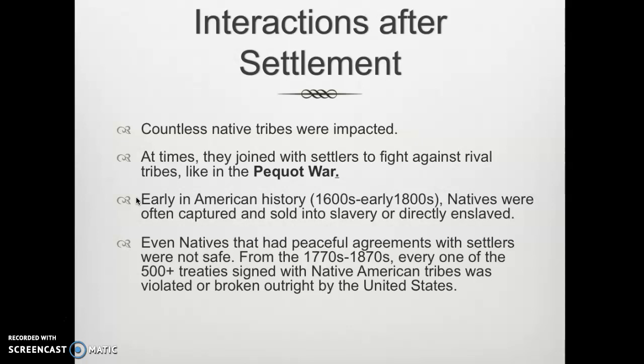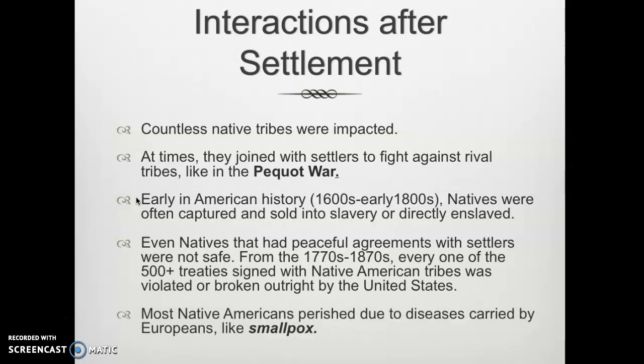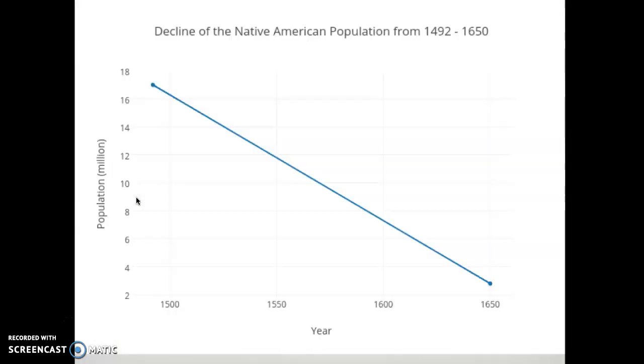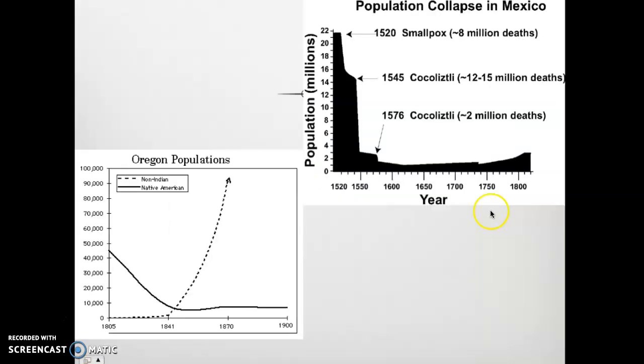But the most decimating impact of all to Native American tribes was the disease that came along with European settlers, like smallpox. Look at the population decline from roughly almost 18 million around the time of Columbus to almost 2 million 150 years later. Here you can see the population collapse in Mexico upon the arrival of Europeans, when about 8 million died in 1520 from a smallpox outbreak. Then 25 years later, 12 to 15 million deaths from the mysterious Cocoliztli, a Nahuatl word that just means mysterious illness. And again, another 30 years later, we see another 2 million deaths from a pandemic outbreak.